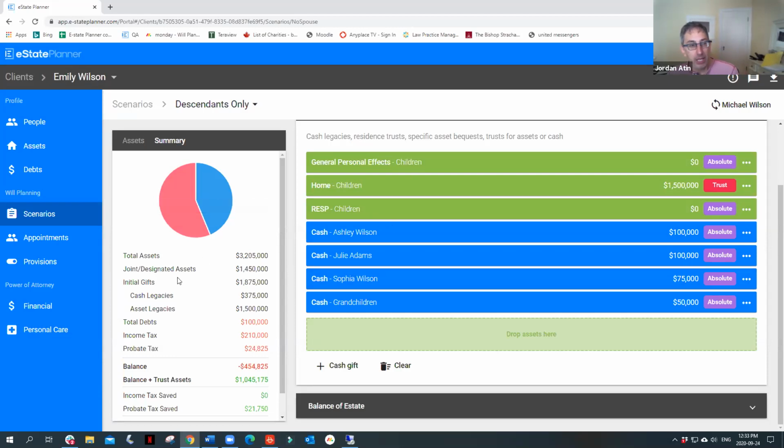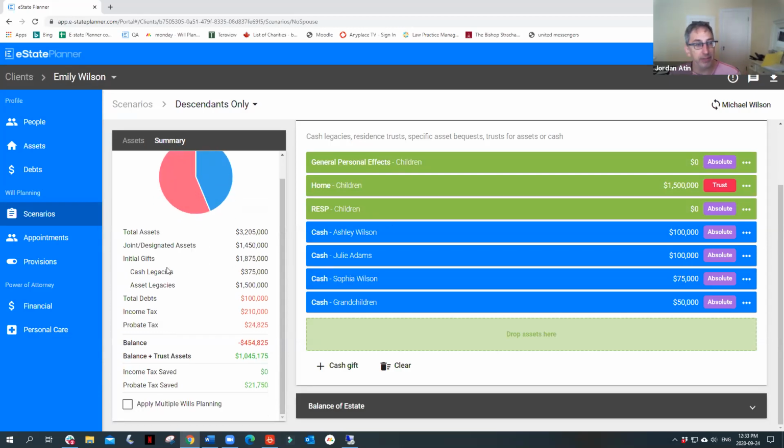Now, the way this summary breaks down is that it gives you a total for all initial gifts, and then breaks it down between cash legacies and asset legacies. Then, as you know, it takes account of debts and taxes, et cetera. And then you'll see two balances here. I just want to confirm everybody understands what those two are. So one is just a straight balance, in other words, sort of subject to the trust.